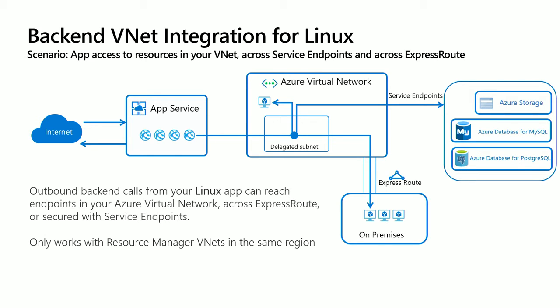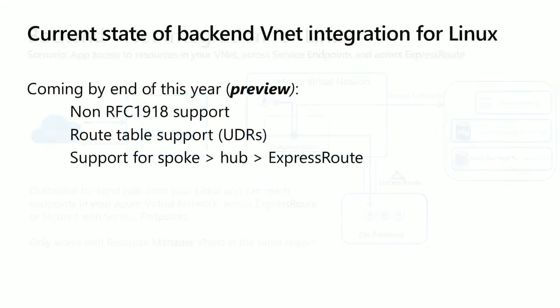But basically, this is about how you hook up the back end of your application running on Linux App Service so it can actually connect to, for example, resources on the other end of an ExpressRoute circuit. So it is still very much in preview. And unlike the Windows side of the house, which hopefully will GA before the end of the year, this is still in preview, and it will be as we move into the new year.